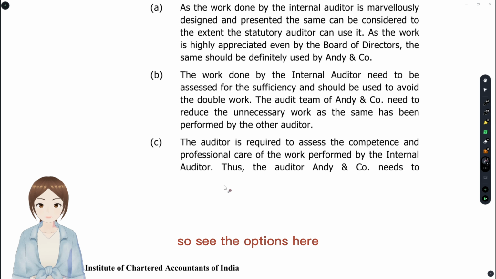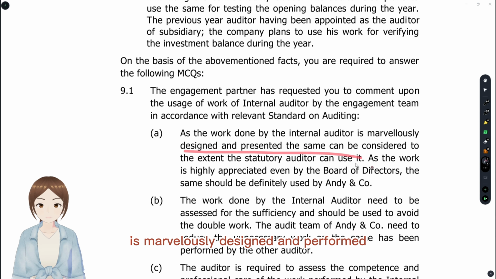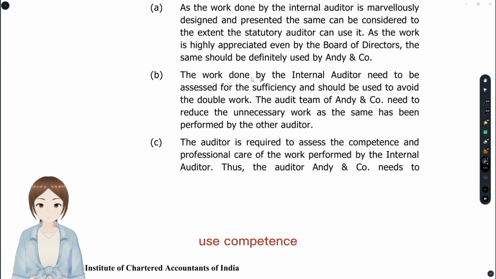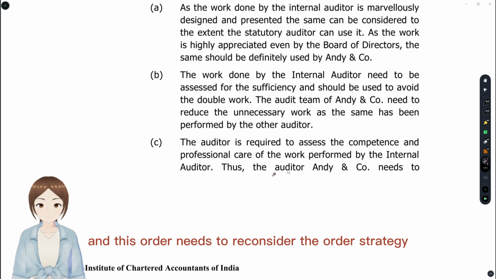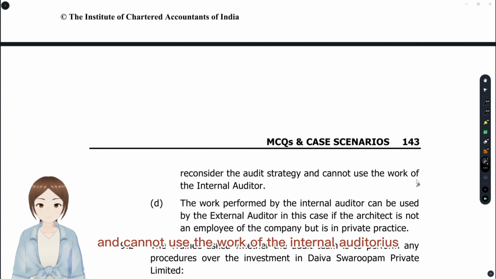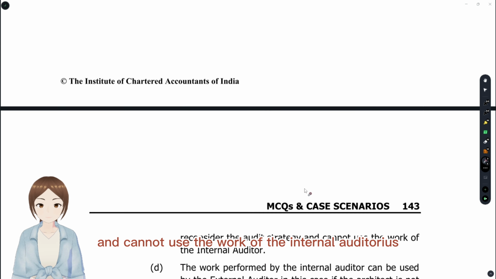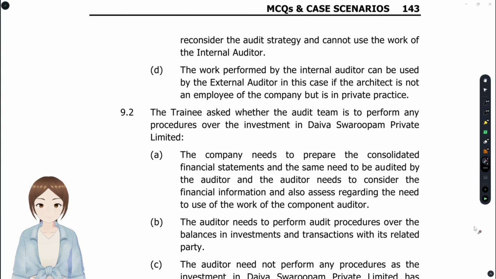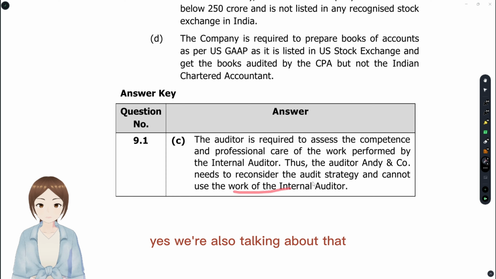So see the options here. The work done by the auditor is marvelously designed and performed. As the work is highly appreciated by the board of directors, we need not have appreciation of the board. We want his competence. The work needs to be assessed for sufficiency and should be used to avoid any double work. The audit team needs to reduce unnecessary work. The auditor is required to assess the competence. Yes, here comes our key point: competence and professional care. And thus, the auditor needs to reconsider the audit strategy and cannot use the work of the internal auditor. Yes, option C is the most appropriate answer because he's just a first year architect. We'll see the answer here. Yes, they're also talking about that.